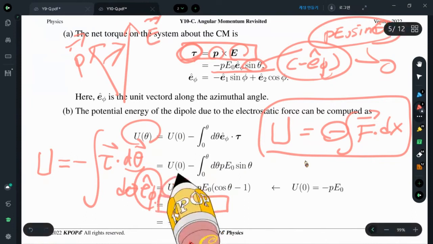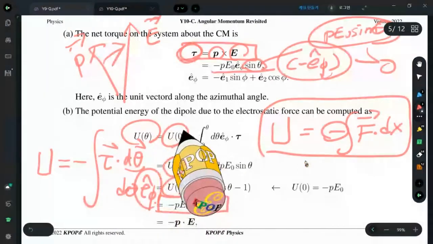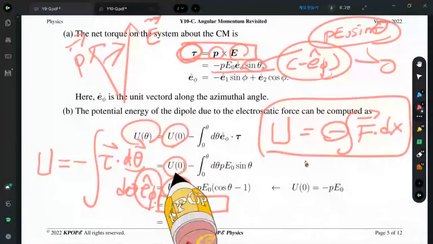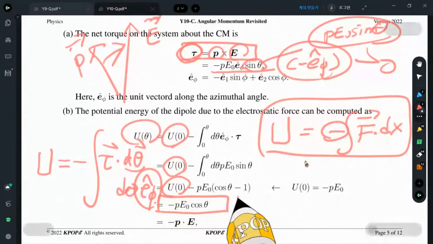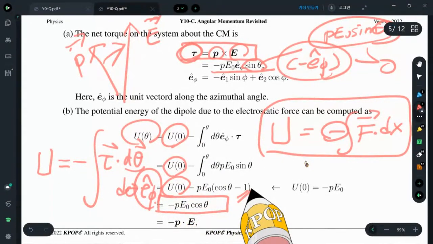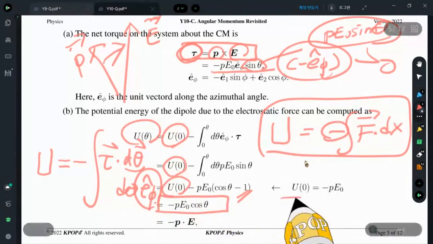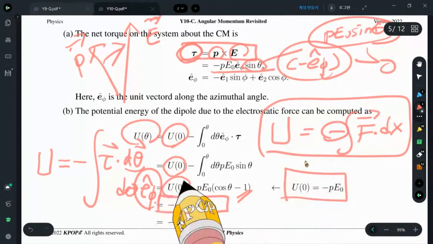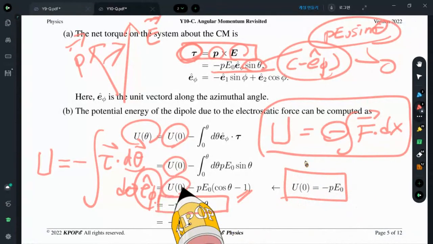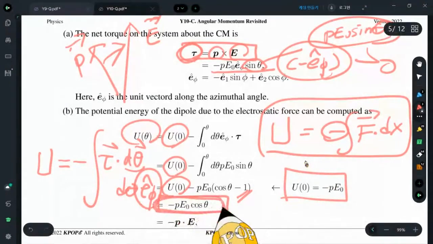Here we usually put 0, but in this problem, to make the problem simple, we want to kill this unnecessary constant, which can be done by choosing minus pE0 as a reference value at angle theta equals 0. What we find is a minus cosine.